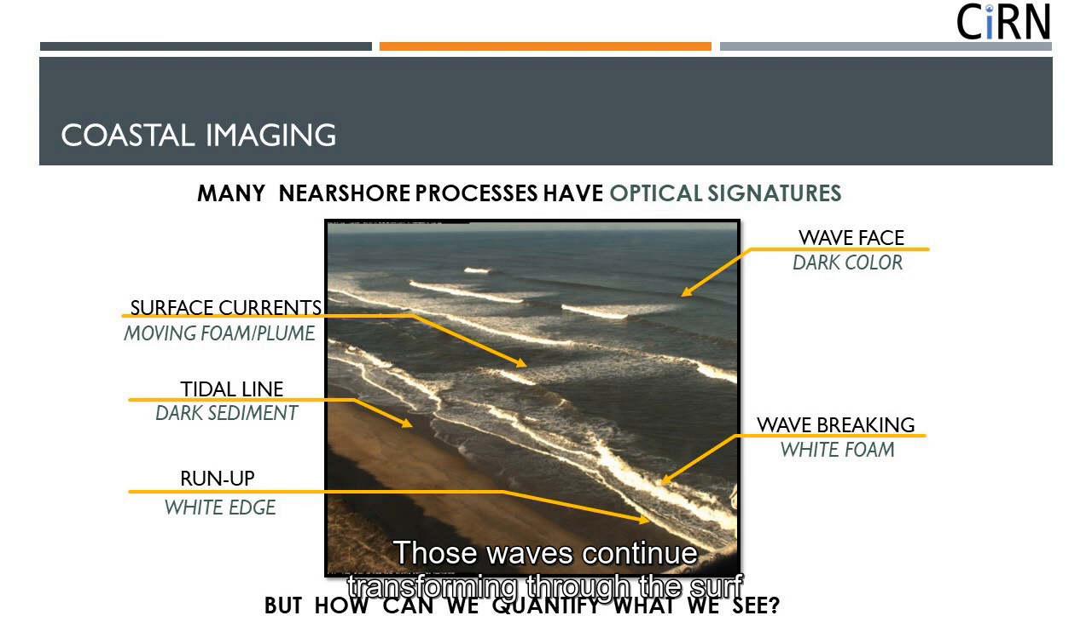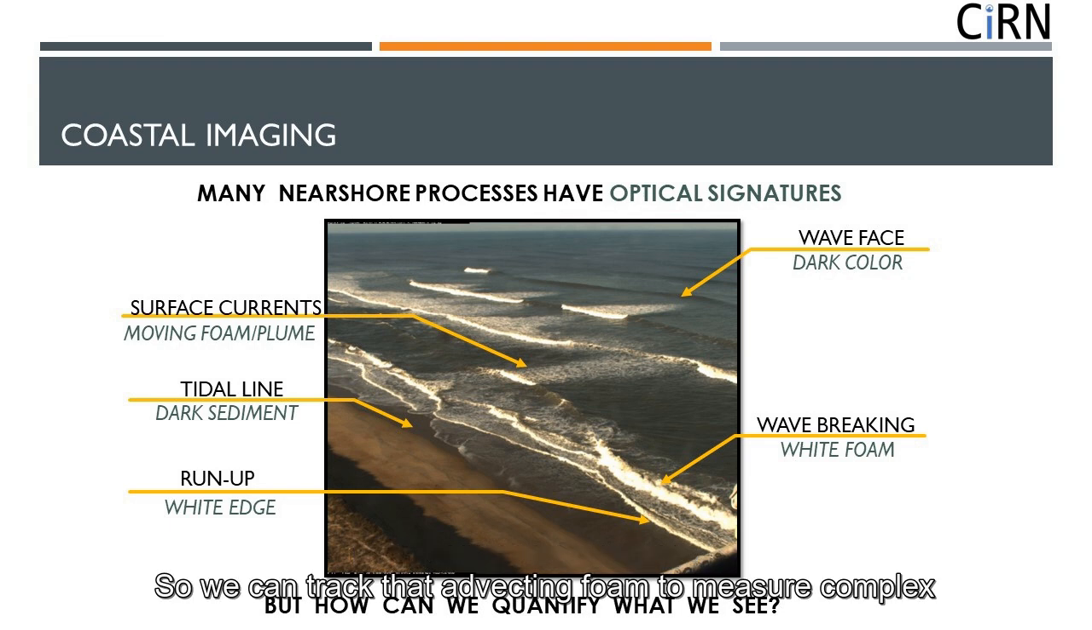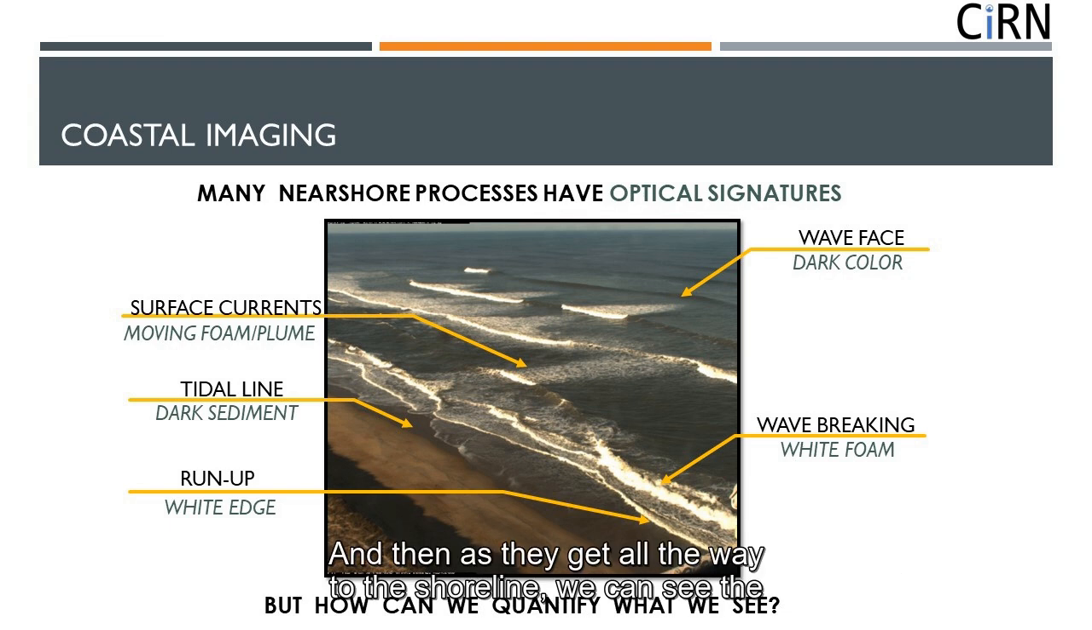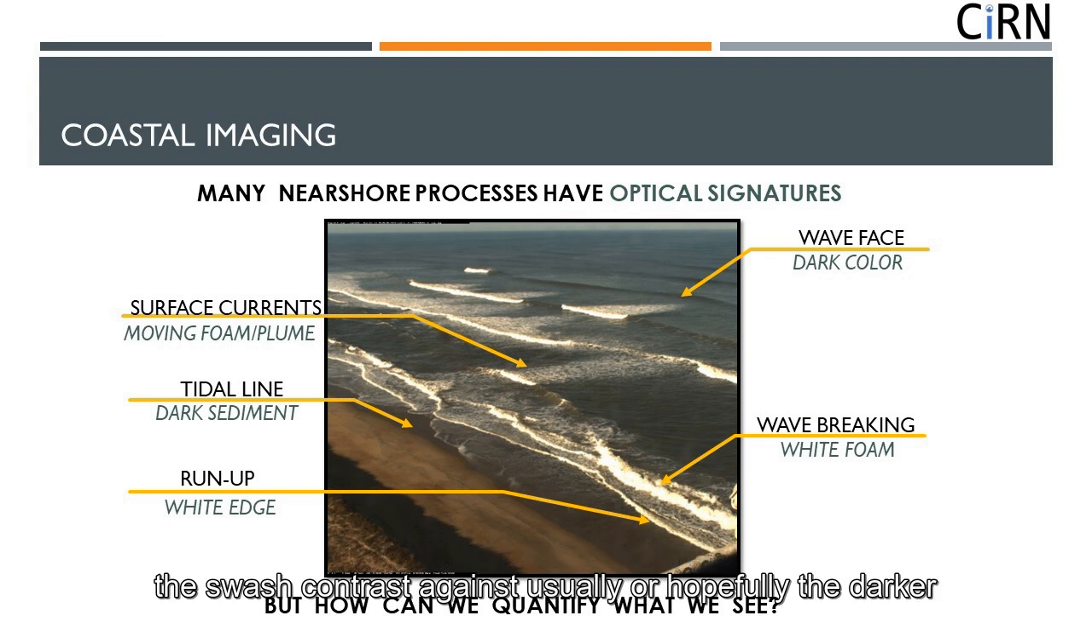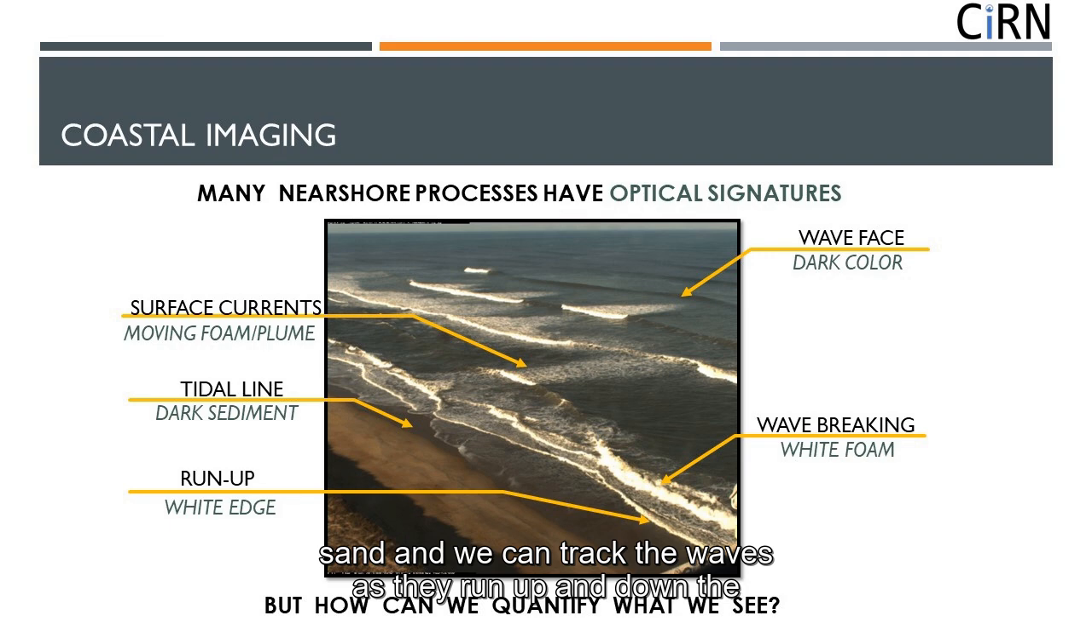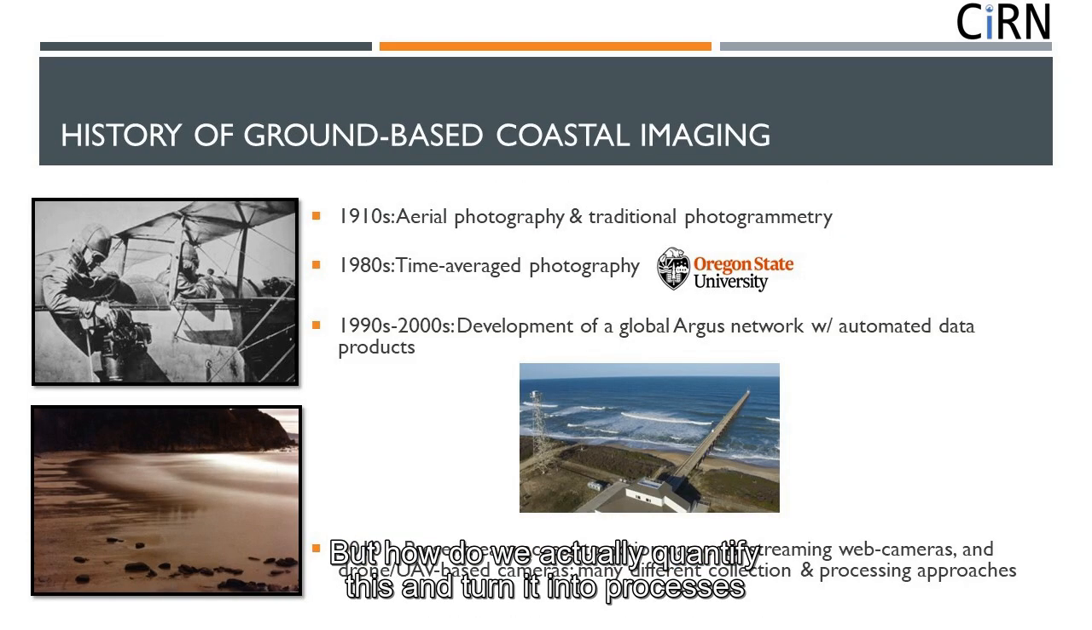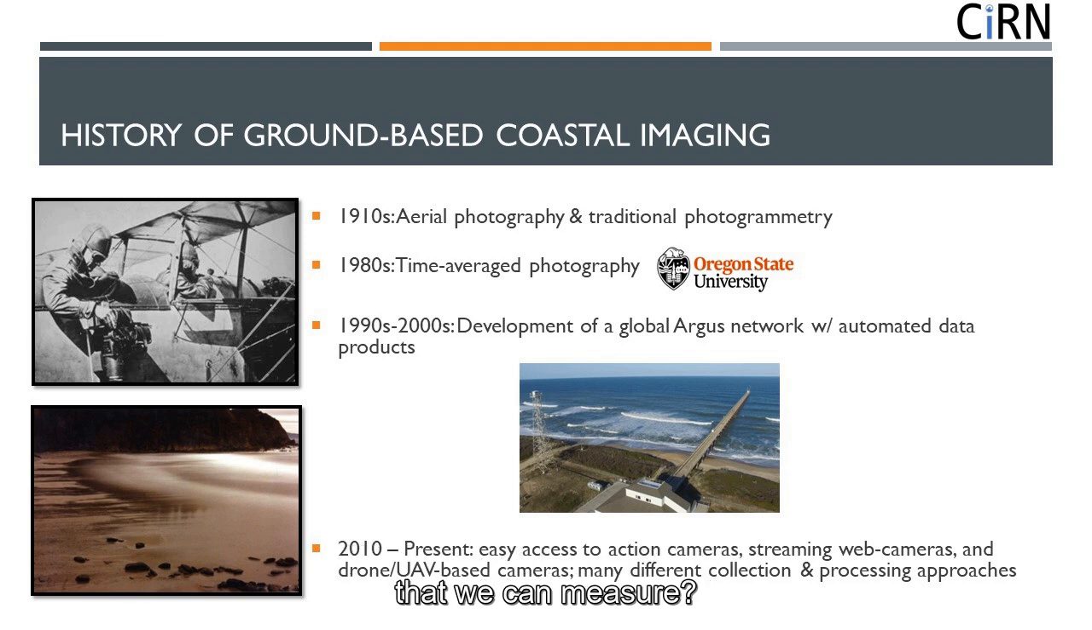So that's a change in intensity of the pixel that indicates wave breaking. Those waves continue transforming through the surf zone. They leave foam behind. That foam can sometimes be transported by the currents that are occurring at the surface. So we can track that advecting foam to measure complex circulation patterns in the nearshore. And then as they get all the way to the shoreline, we can see the waves rush up and down the beach. The white leading edge of the swash contrasts against usually, or hopefully, the darker sand, and we can track the waves as they run up and down the beach. But how do we actually quantify this and turn it into processes that we can measure?